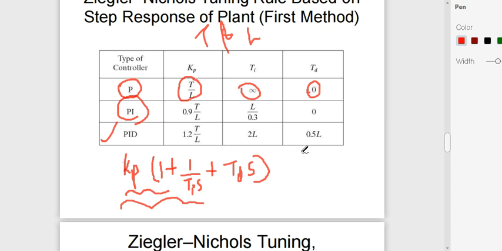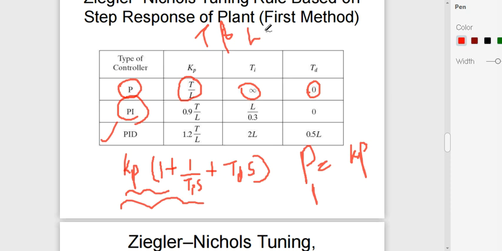If it is a P controller, the transfer function is Kp. If it is a PI controller, the transfer function is Kp plus 1 by Ti into S. If it is a PID controller, the transfer function is Kp plus 1 by Ti into S plus Td into S. So, in the case of P controller, we need to adjust only the value of Kp. In the case of PI controller, we need to adjust both Kp and Ti. And in the case of PID controller, we need to adjust Kp, Ti and Td.